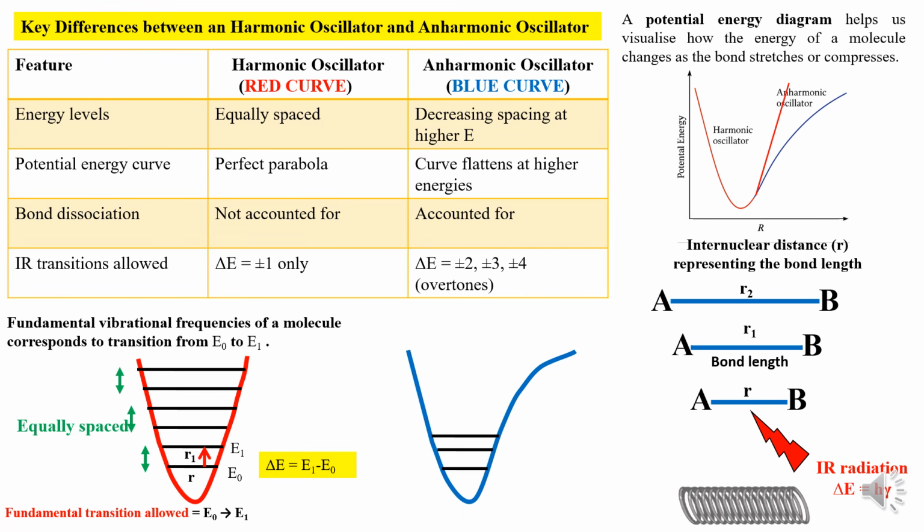And about the energy levels, in the case of the harmonic oscillator, the energy levels are equally spaced, while in the case of the anharmonic oscillator, it is unequally spaced. That is, there is decreasing spacing at higher energy levels.